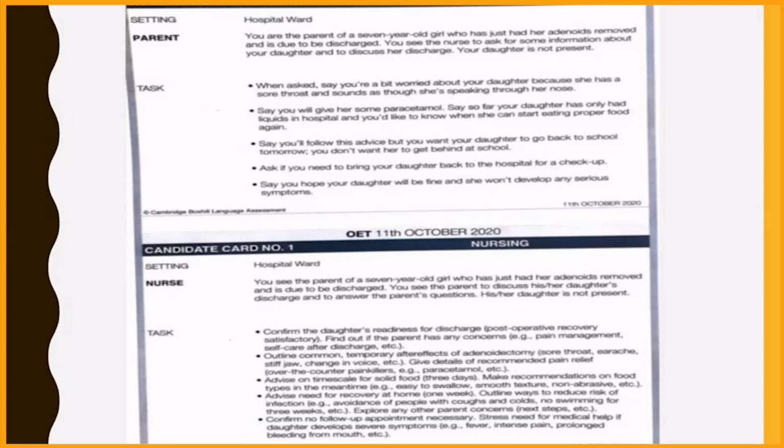You see the parent. Now, why have you come here? To discuss his or her daughter's discharge and to answer the parent's question if they have any sort of question. Her daughter or his daughter is not present. So here, in such a role play, actually there are 2 characters involved. One is the child who is a patient and also the parent. But we know that the patient is very passive. The mother or the father should be the active person, isn't it?